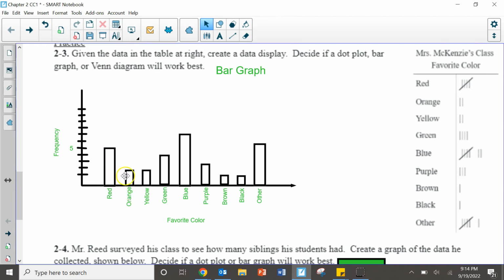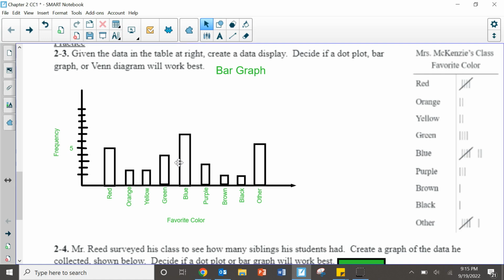Orange would be 2, so I make my bar up to 2. Yellow, 2. Green, 4, so it's going to be a little shorter than my red one, and so forth. Now I have a good visual to see. And remember, a bar graph worked best because our information was mutually exclusive. These students didn't fall into several categories, just one category.